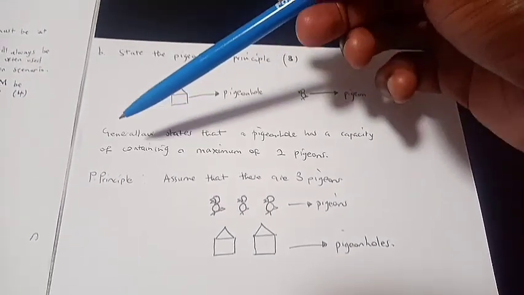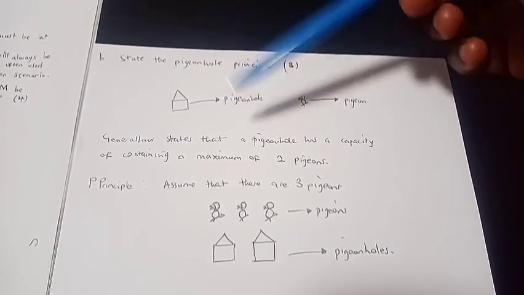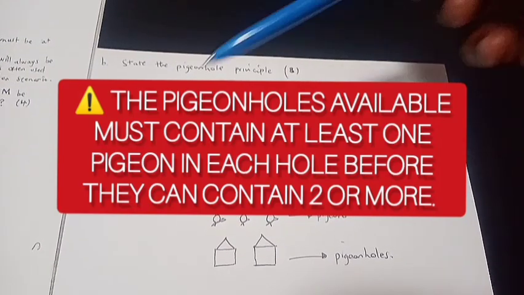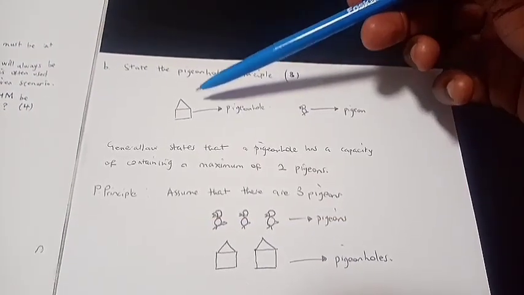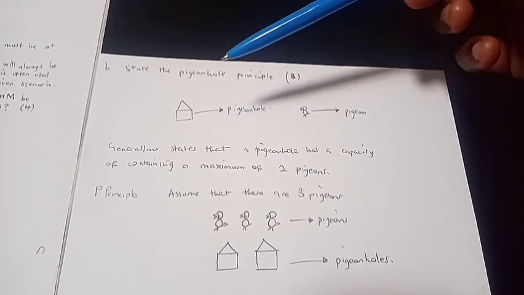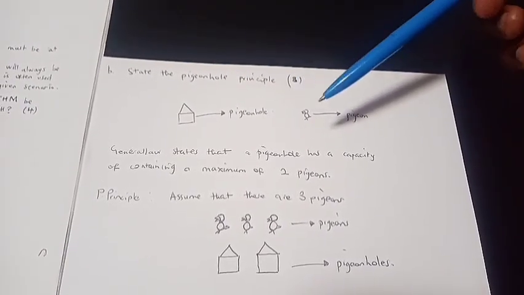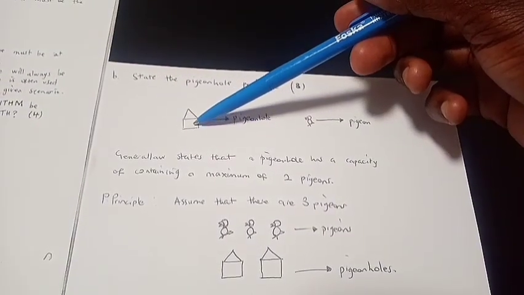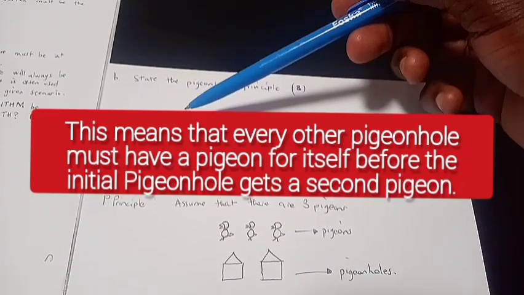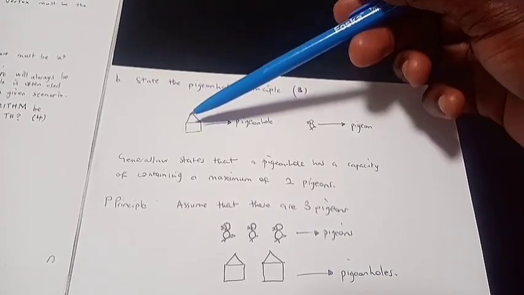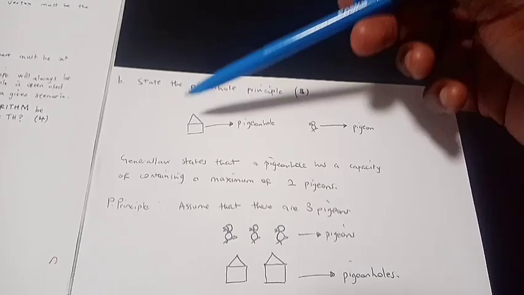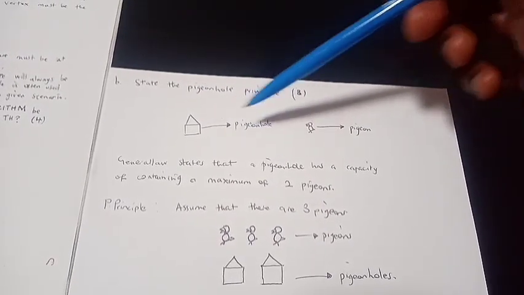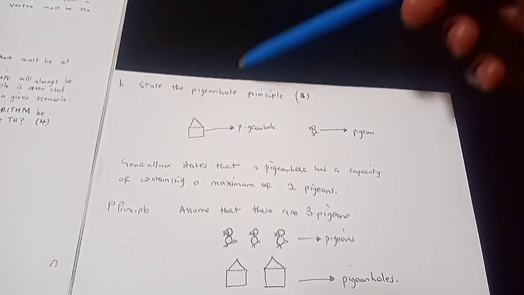So the general law states that a pigeonhole has a capacity of containing a maximum of 2 pigeons. So this pigeonhole over here, its capacity is only meant for 2 pigeons. At one time we can have 1 pigeon in a pigeonhole, and then we can also have 2 pigeons in a pigeonhole, but we cannot have more than 2 pigeons in 1 pigeonhole. Now understand this, because this is the basis of this whole theory of pigeonholes.